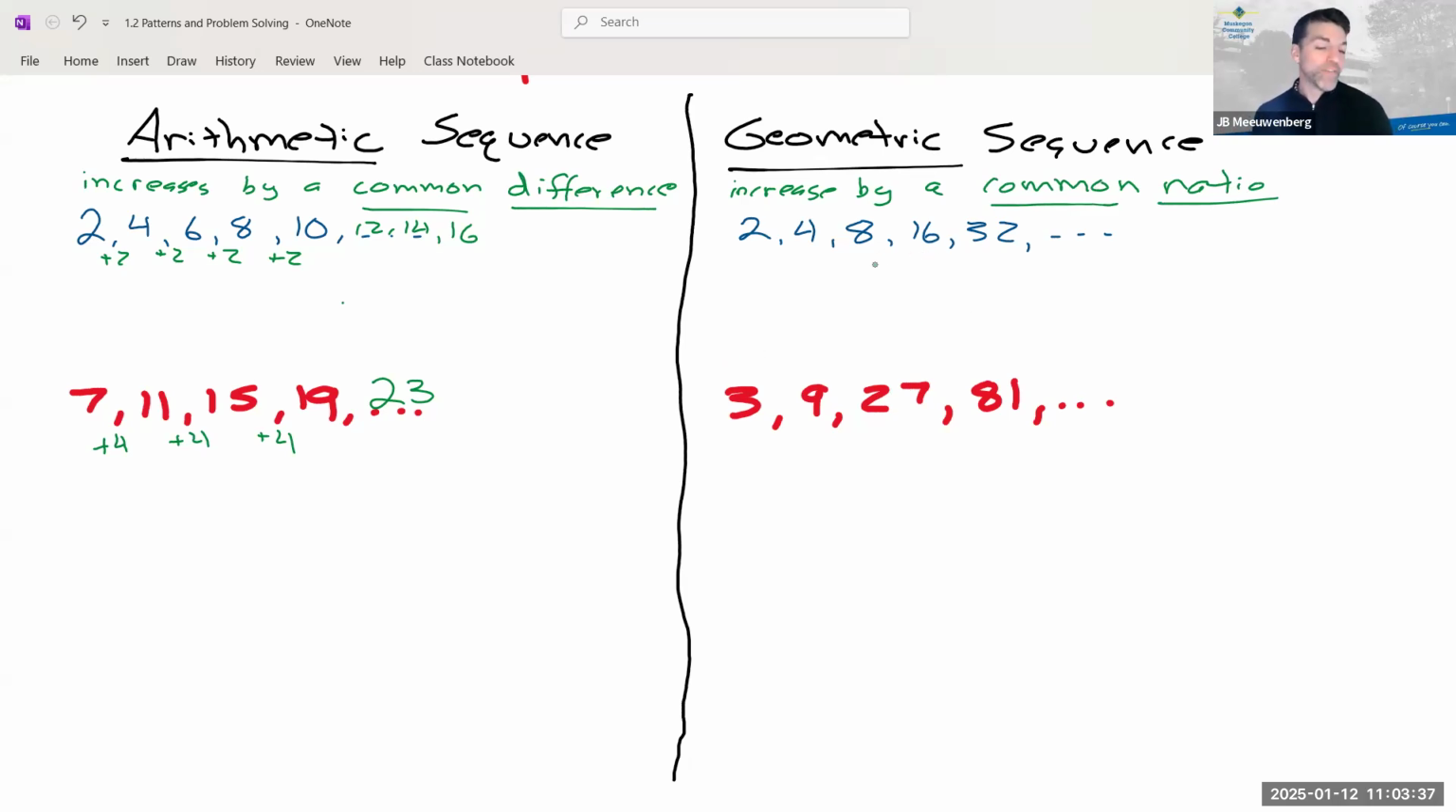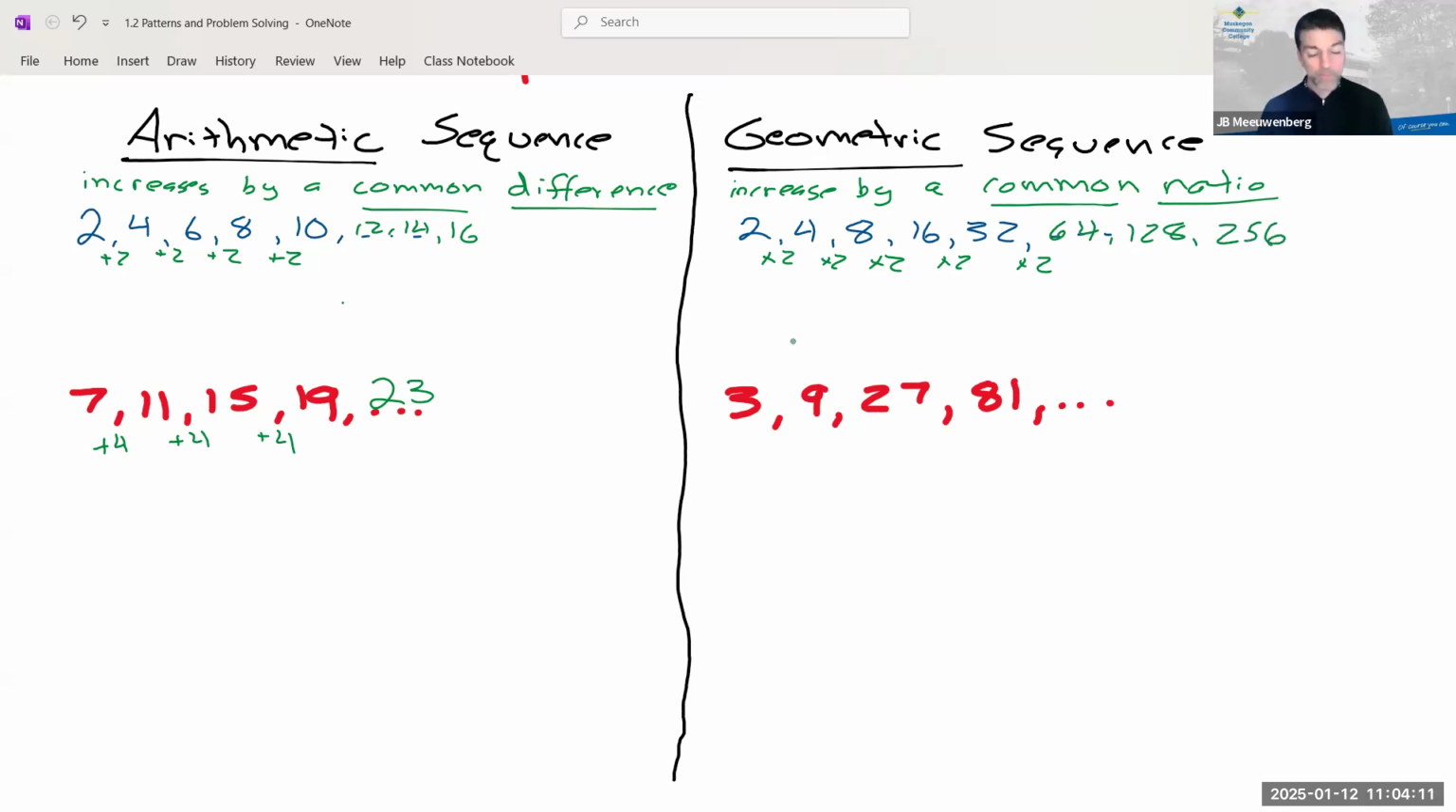If you want to find out what that is, you're going to divide any number by its previous term. 32 divided by 16 is 2. 16 divided by 8 is 2. 8 divided by 4 is 2. So to get the next number in the sequence, we're going to multiply by 2. 2 times 2 is 4. 4 times 2 is 8. 8 times 2 is 16. 16 times 2 is 32. 32 times 2 is 64. And then 128. And then 256.